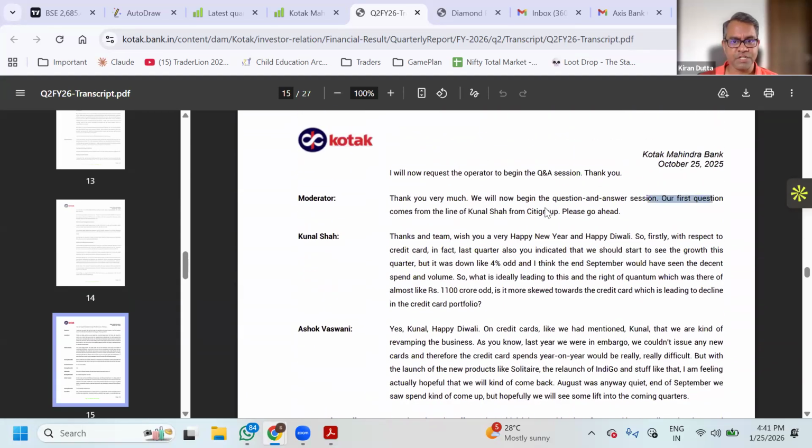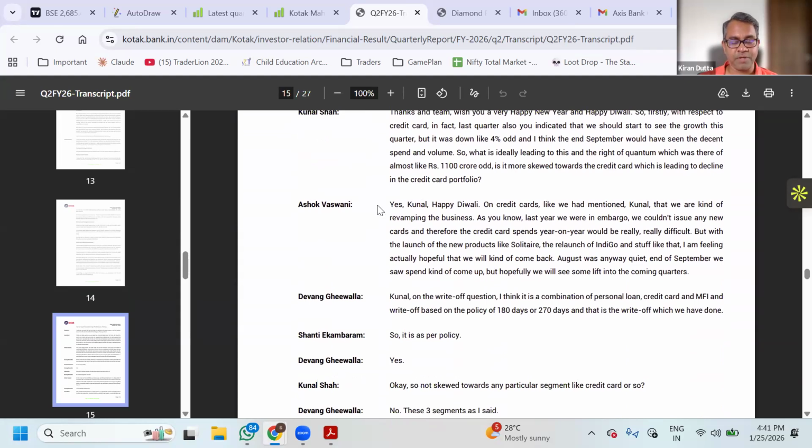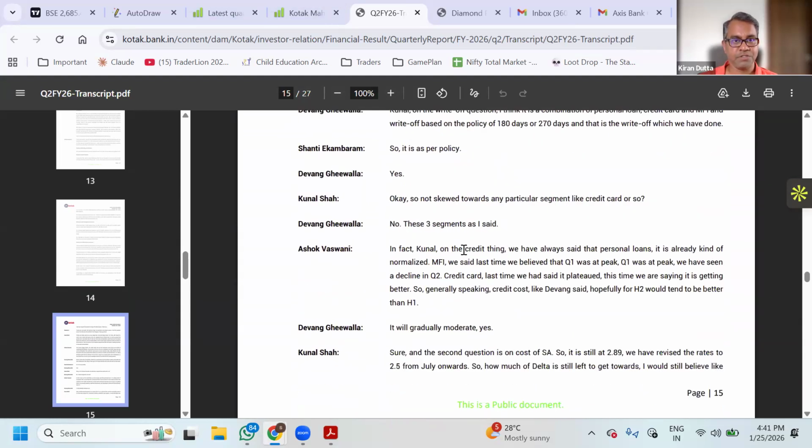Our first question comes from the line of Kunal Shah from Citigroup. So this Kunal Shah is asking a question, and then the Kotak Bank management is answering here. You can actually read through this, and then you can start making notes.